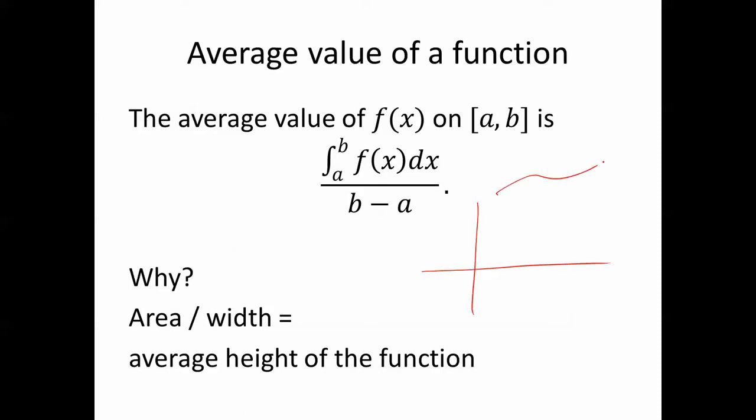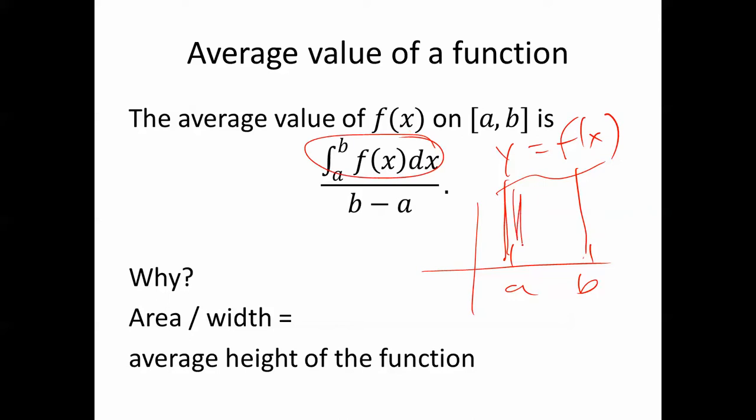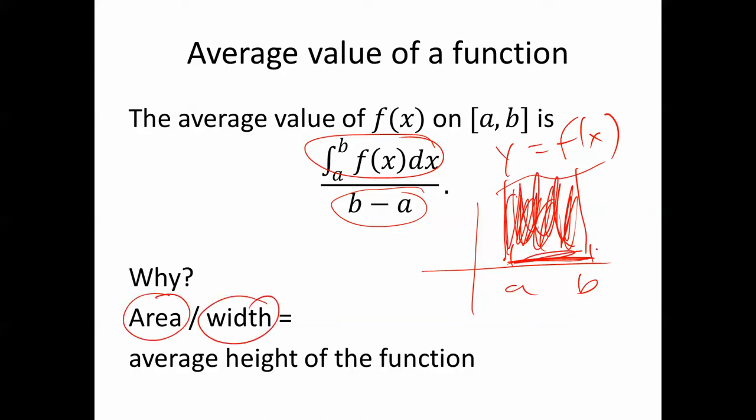So suppose we have this function y equals f of x, and this is our interval from a to b. Notice that the numerator is going to be the area of this region between y equals f of x and the x-axis from a to b. And the denominator is just going to be the width of this interval from a to b. So it seems reasonable that if you divide the area by the width, you get the average height.